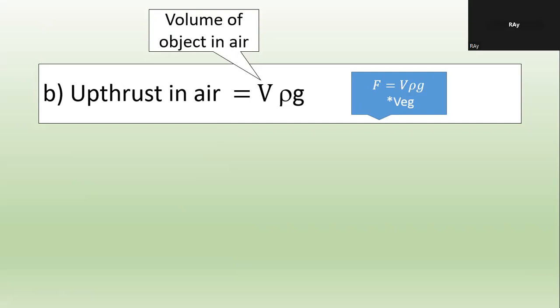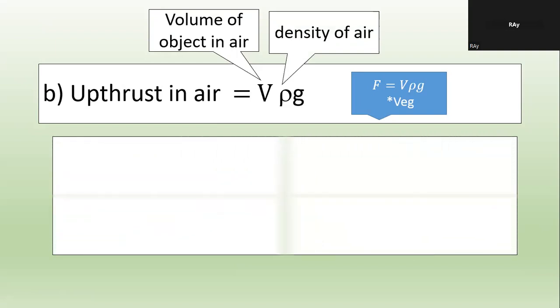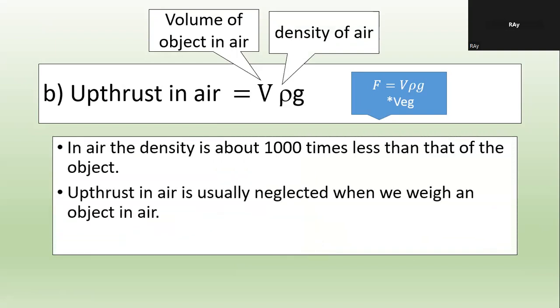V is the volume of object, and the density is that of air. In air, density is about 1,000 times less than that of the object. Upthrust in air is usually neglected when we weigh an object in air. So we take the weight in air as the weight, because upthrust in air is negligible. The density is too small.